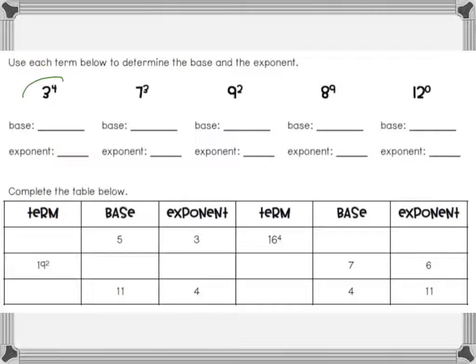So now here we have terms. 3 to the 4th power would be considered a term, and we need to decide what the base is and what the exponent is. Well, in this case, the base would be 3. It's the large number that's being multiplied by itself. And our exponent is 4. It's the small number that tells us how many times we're multiplying 3 by itself. What I want you to do here is go ahead and pause the video, and take care of these other 4 terms and decide what is the base and what is the exponent.